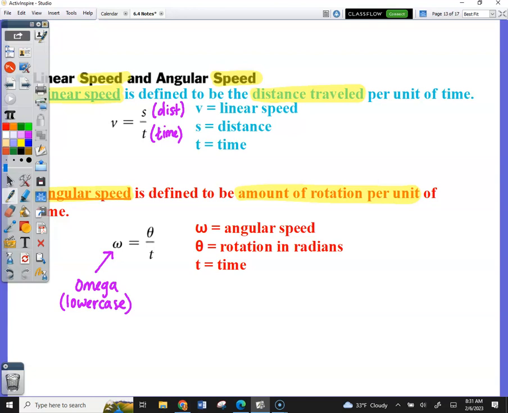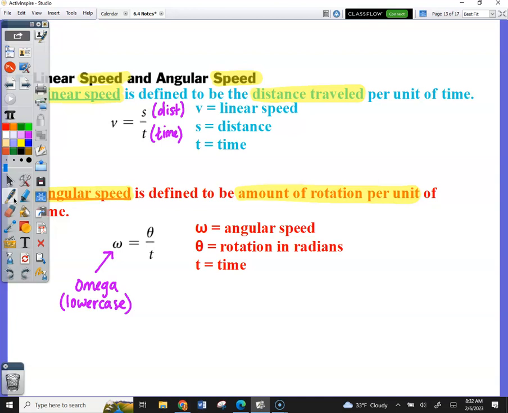So, V is your linear speed, and it comes from two factors that you're already comfortable with. S is distance traveled, T is time. This little omega is angular speed. It comes from the rotation divided by the time. I'm not asking you to memorize it right now. I'm going to look and see if I give this on the formula sheet, and I'll let you know for sure.